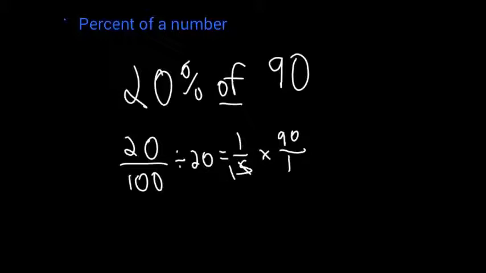I can reduce this before I multiply. 5 goes into 5 once. 5 goes into 90 18 times. So I can multiply. 18 times 1 is 18. 1 times 1 is 1. So my final answer there is 18. So 20% of 90 is 18.